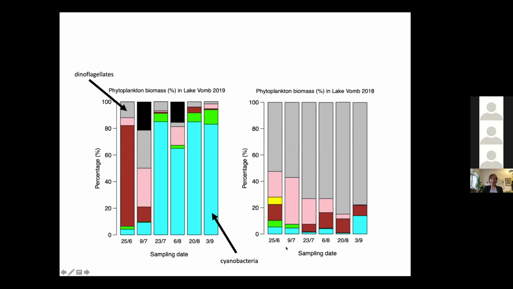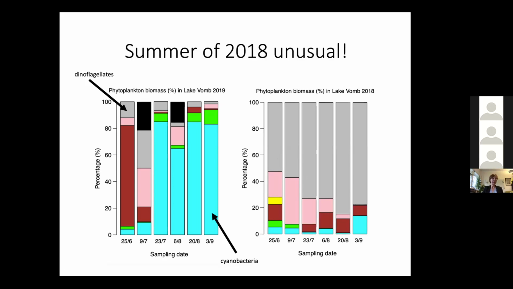Well, here we were so surprised, but it was the reverse. The dinoflagellates dominated already in the beginning of the summer and all through the summer season. So this summer of 2018 was very unusual in terms of the phytoplankton community. And as you know, it's also a summer that was extremely hot and dry, and many degrees over the regular temperatures.